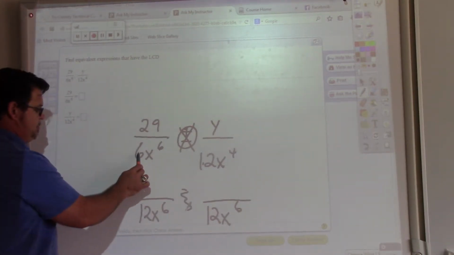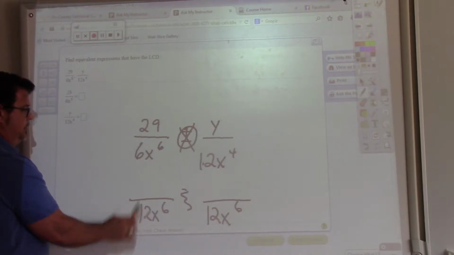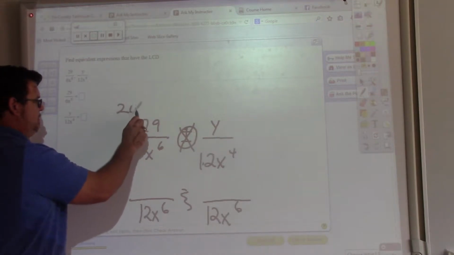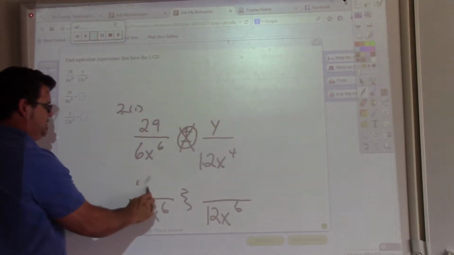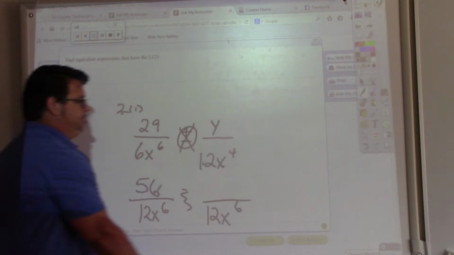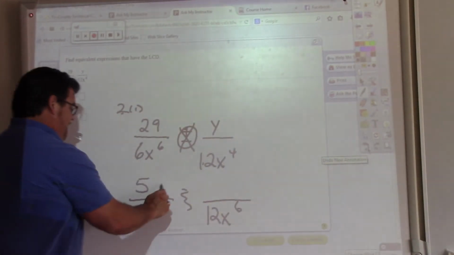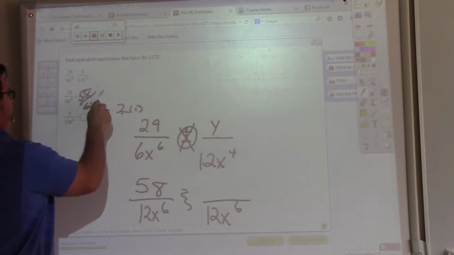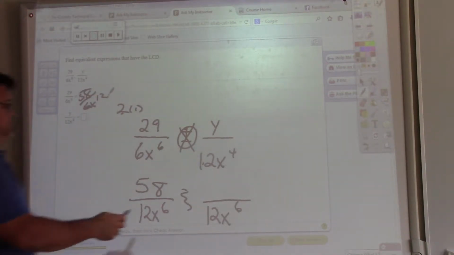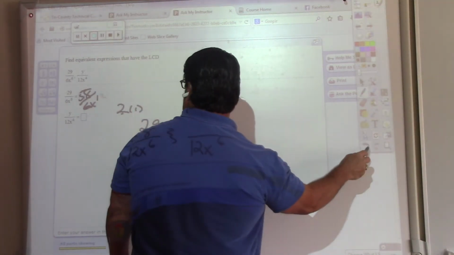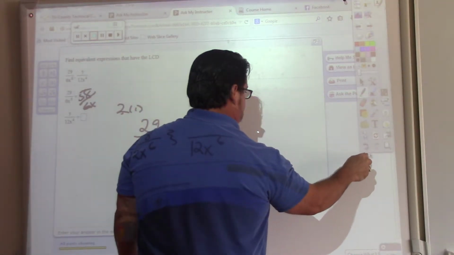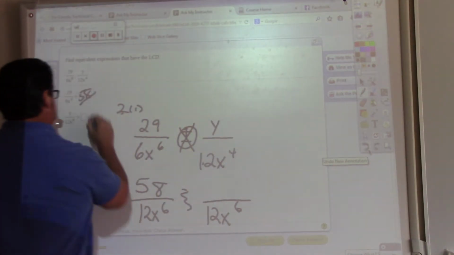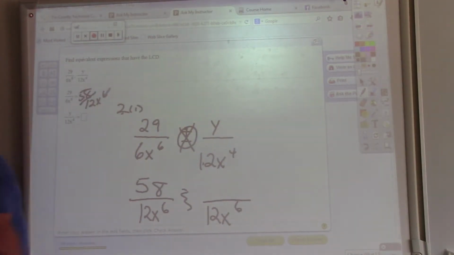And how many times will 6 go into 12? Twice. And how many times will x to the 6th go into x to the 6th? One time. So 2 times 29 is 58. So 58 goes right here. 12x to the 6th. Sorry, I had a little bit of dyslexia there and transposed my numbers. 12x to the 6th. Okay.